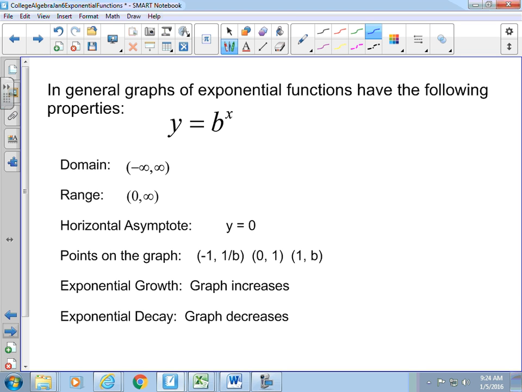It has a horizontal asymptote at y equals 0. What that means is the graph levels off to y equals 0. It never touches it, but it gets really close to it. And we'll look at that picture again.